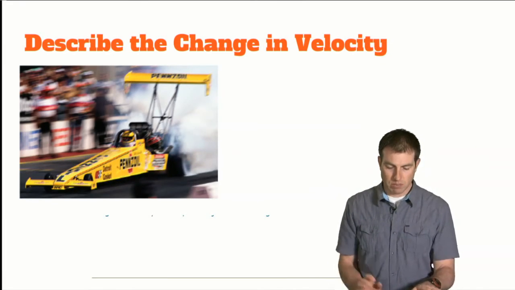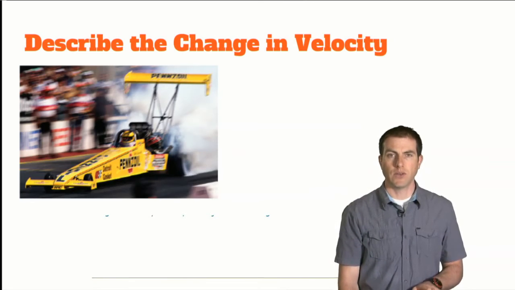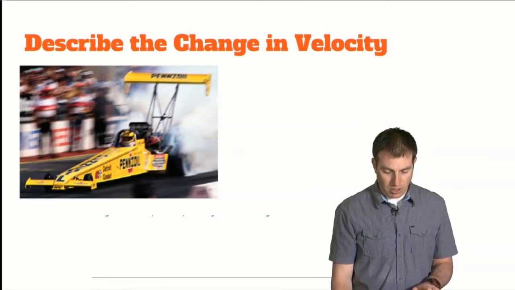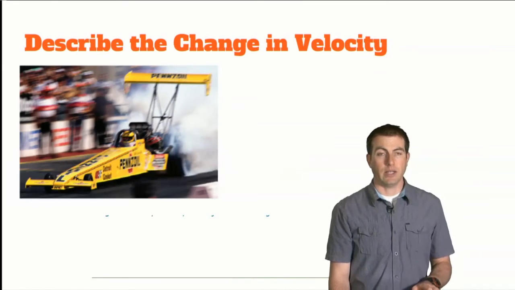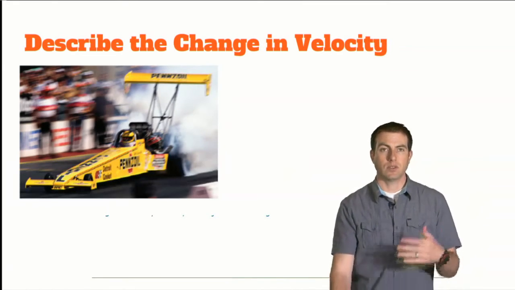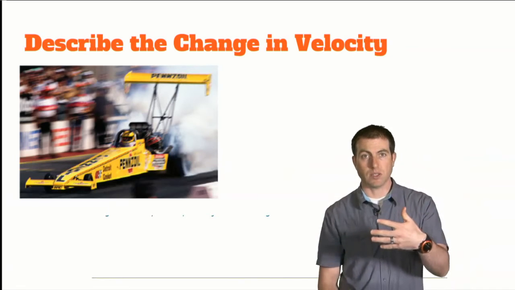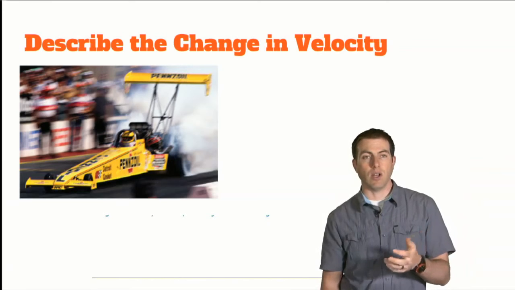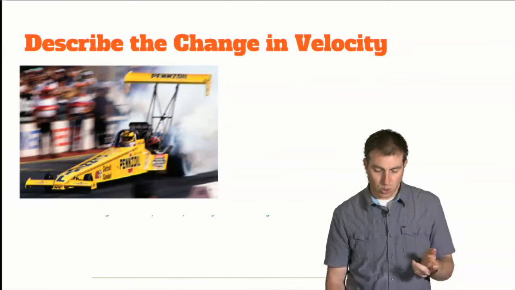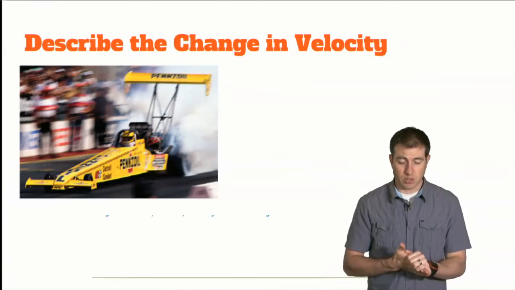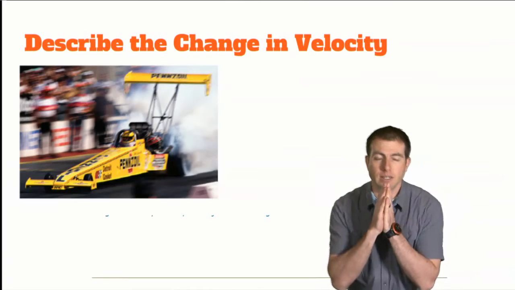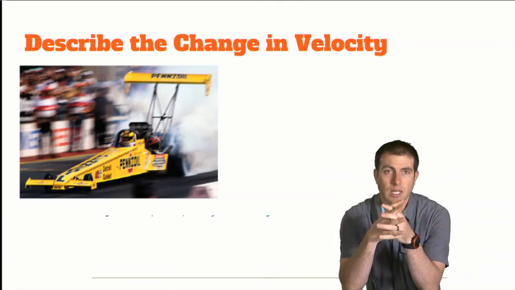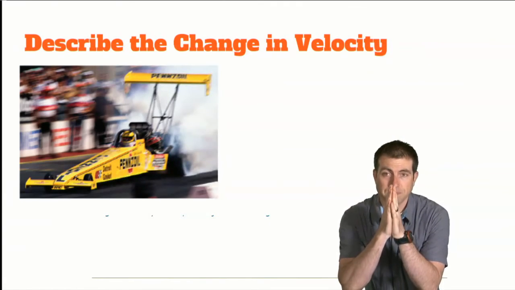Anyone want to describe the change in velocity? Anybody ever been to a drag race? You know that the cars start at a stoplight type thing. So they start at 0 velocity, they're not moving, and then they speed up very quickly, so they're increasing their velocity. So the change in velocity would be from 0 to something big. Now, if we think about change in velocity as the final minus the initial, the change in velocity is going to be really big.